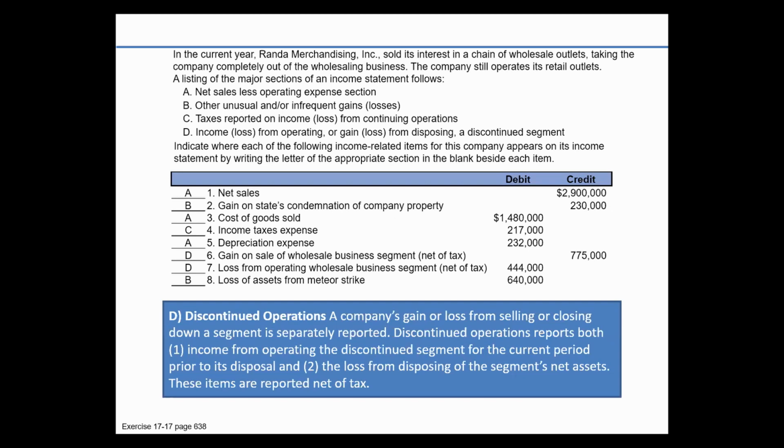That would be considered another unusual and infrequent item. So a meteor strike, the wildfires that we've experienced in the area, a flood, the coronavirus, anything like that would be considered an act of God. And so that would be considered an unusual or an infrequent gain or loss. Usually a loss would be associated with that. But it's unusual. It's not something that happens all the time. We can't predict it, but sometimes we have to deal with that.